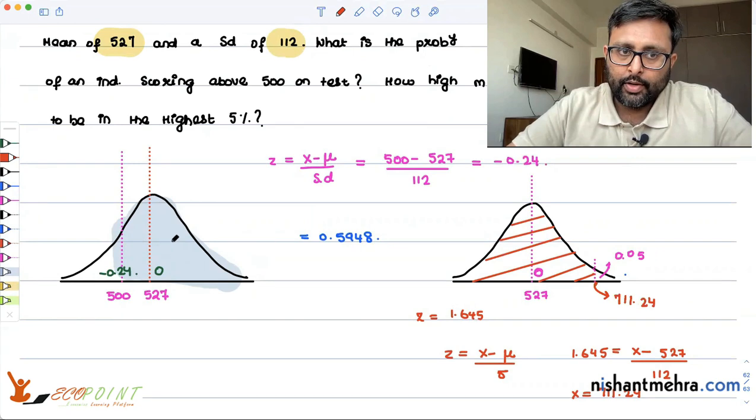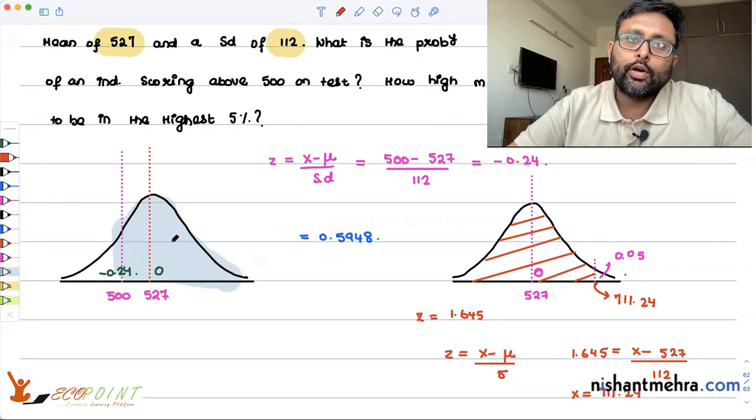Right? So in this recording, we understood what is the standard normal variate, how to check it from the table, that's its score, and we did one example based on this, right?